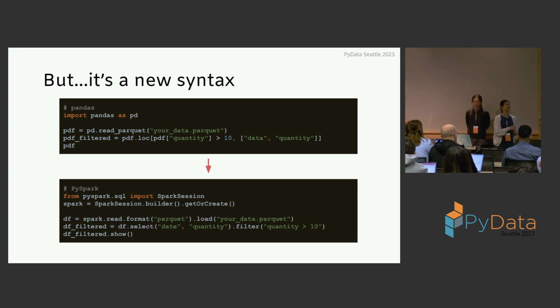But of course, we have to learn a new syntax. Nobody likes doing that. At the top right here, we have a Pandas code snippet, and all it does is filter data where rows have quantity more than 10. Then you see the code snippet at the bottom, and there's pretty much no similarity. We have to learn how to build a Spark session and how to write our select statements. You no longer use .loc or .iloc in Pandas anymore.